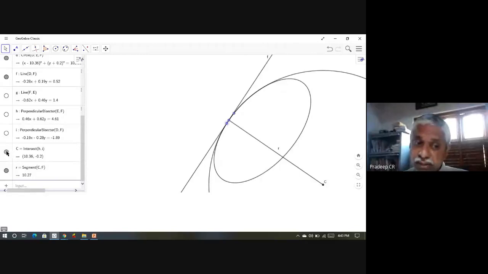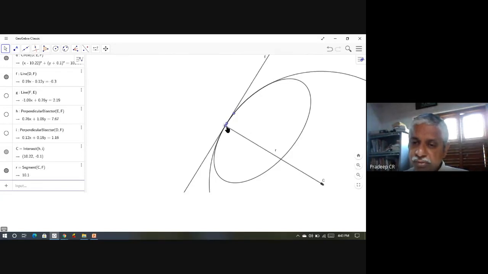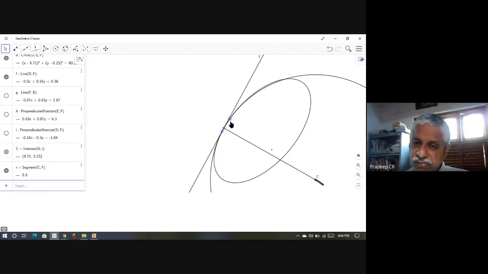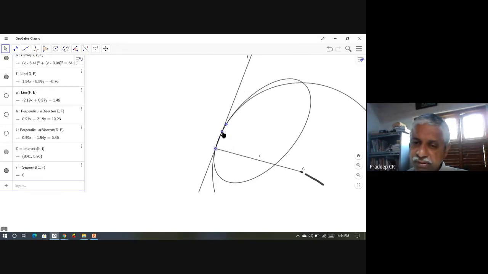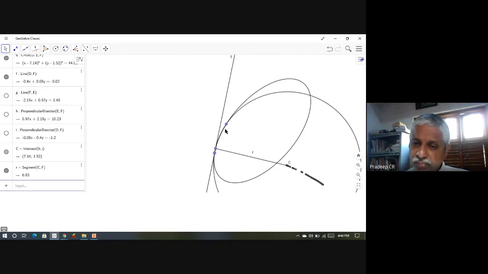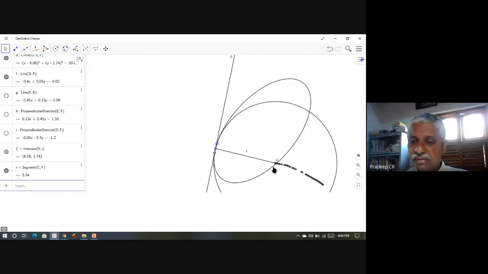Now, what I want is to show you this particular thing. Yeah, show trace. Okay, good. So now, when I move my points on the ellipse, you can see C is also moving. So I'll get a locus of C. You see, as I move this, I'll get a locus. The locus of C itself is what is being shown here, these dots. This is called the evolute of the ellipse. The locus of all the centers of curvature is called the evolute of the ellipse itself.